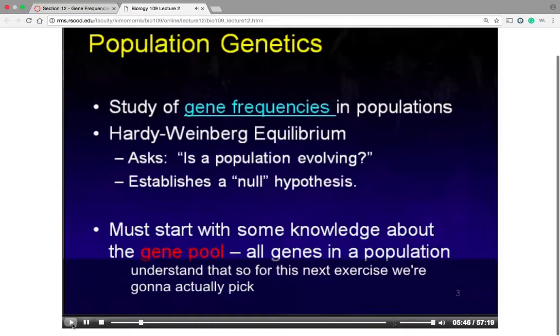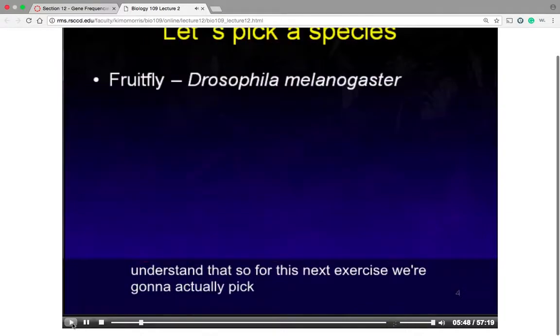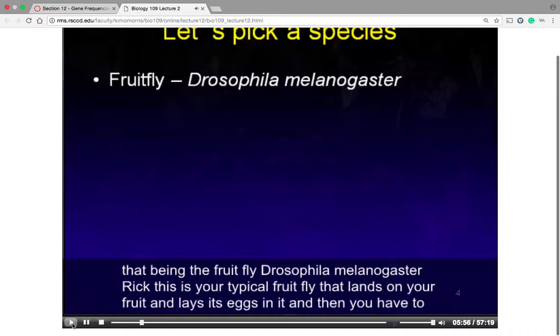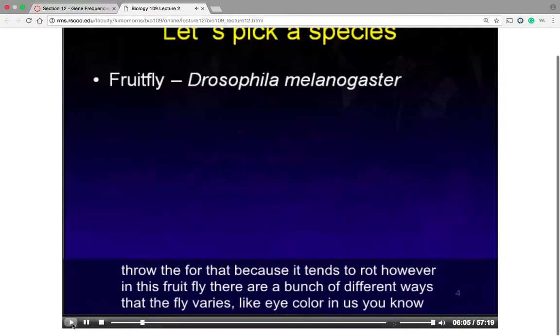So for this next exercise, we're going to pick a trait within a species that is commonly studied for genetic tests, that being the fruit fly Drosophila melanogaster. This is your typical fruit fly that lands on your fruit and lays its eggs in it, and then you have to throw the fruit out because it tends to rot.